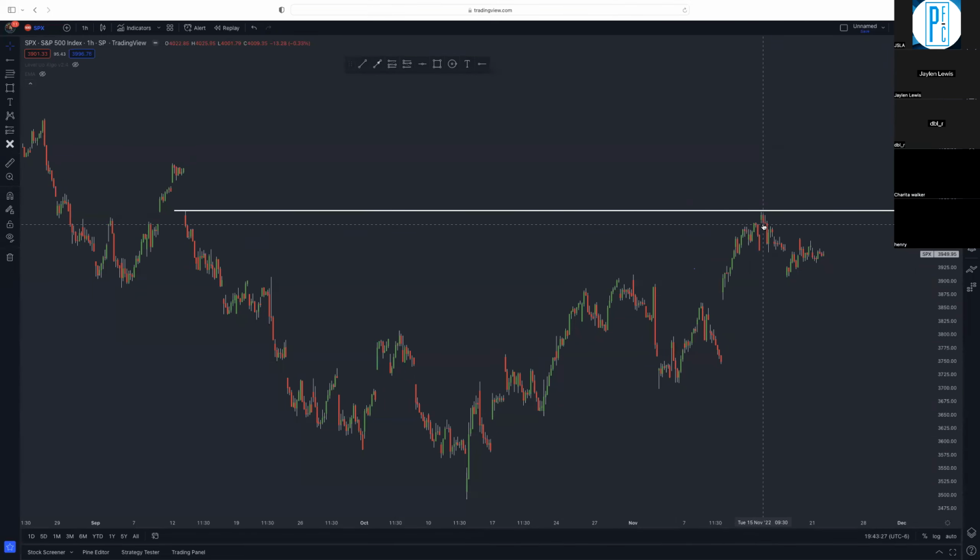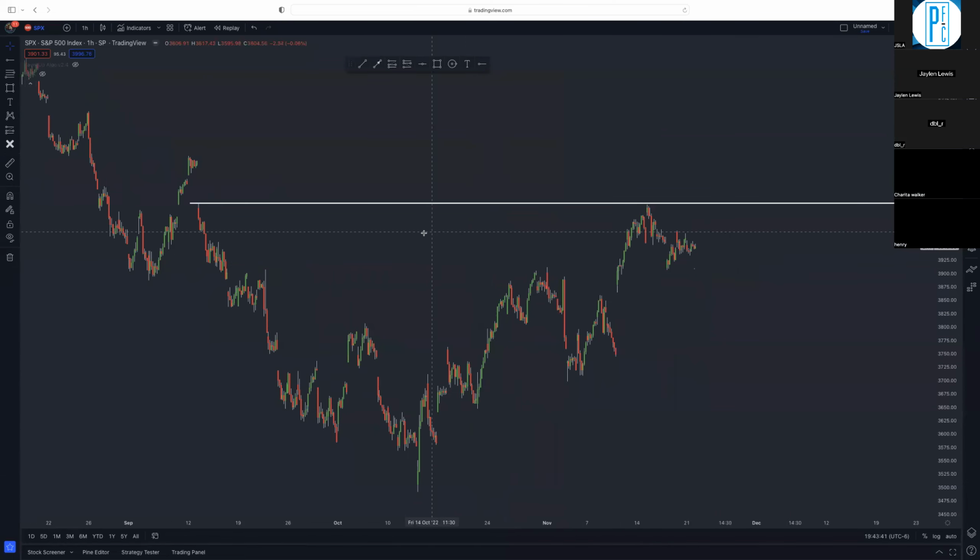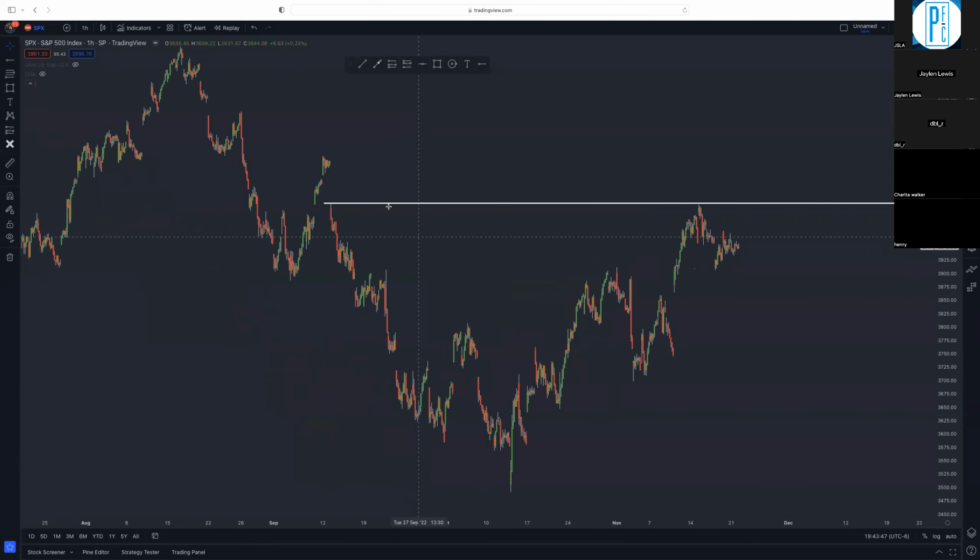came back, and what did it do at that level? What did it do? It rejected. So it respected that gap level. That's why I like to plot them, because they become levels of significance later on down the road. And you can do this with any stock. So once you see a gap, I like doing that.